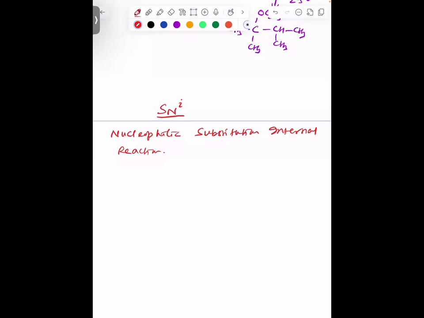So why is the name internal reaction? Because in this reaction, the nucleophile is prepared internally. The nucleophile is prepared internally, so the name is nucleophilic substitution internal reaction.